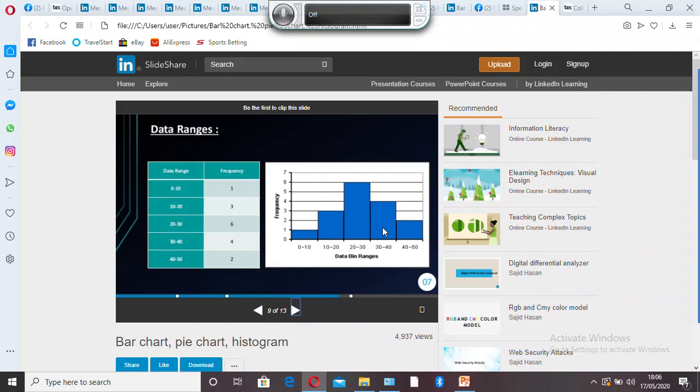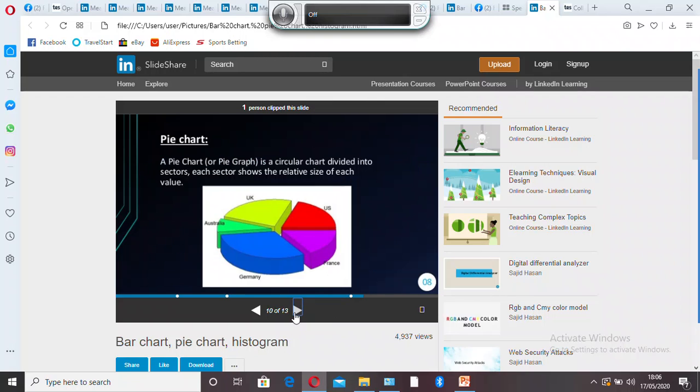So everything has to be joined together. That's your histogram right there that you have. So that's one example there. Let's proceed to pie chart.